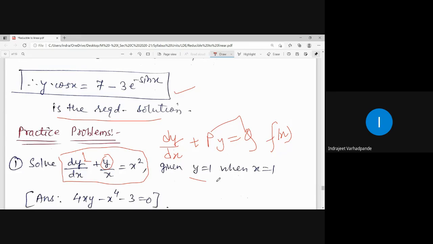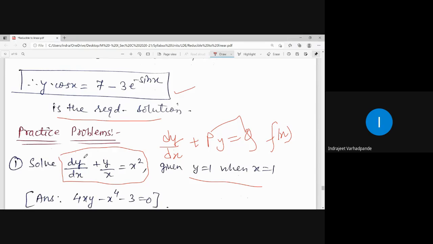And what does this condition imply? For particular values of x and y, we can find the constant: put the value and get the particular solution from the general solution. Is this clear? Yes, sir. So this is a very simple equation.